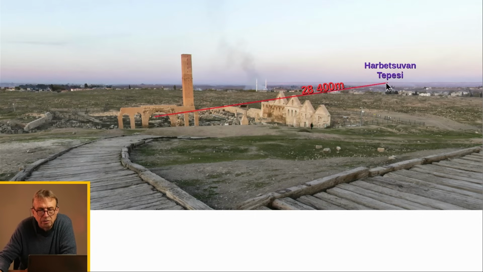So 28.4 kilometers distance from the square on the hilltop here. Okay, so that's very interesting, clear visibility. There's a slight difference in altitude, but over 28.4 kilometers, it makes very little difference as far as the angle is concerned.